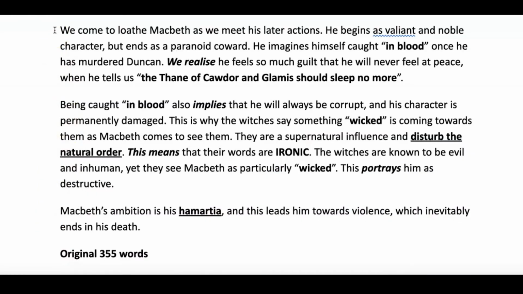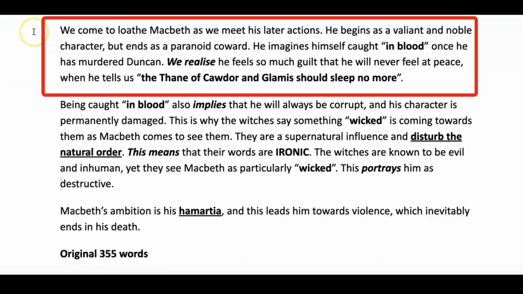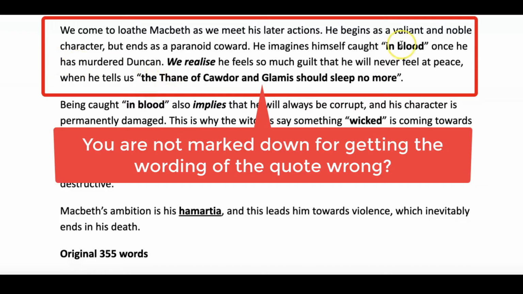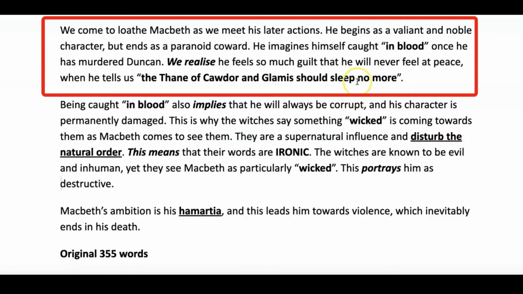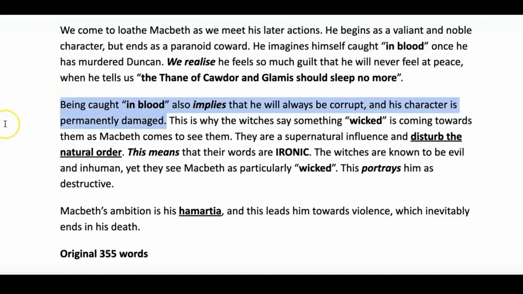Now the student goes on to see where violence happens elsewhere in the play. "We come to loathe Macbeth as we meet his later actions. He begins as a valiant and noble character, but ends as a paranoid coward. He imagines himself caught 'in blood' once he has murdered Duncan. We realise he feels so much guilt that he will never feel at peace when he tells us the Thane of Cawdor and Glamis 'should sleep no more.'" So we have 2 quotes here, and we've got 2 explanations, one for each. Now we're going to go on to a second explanation about 'in blood.'